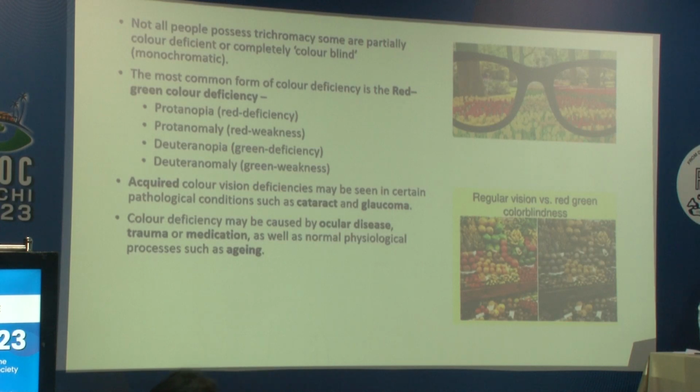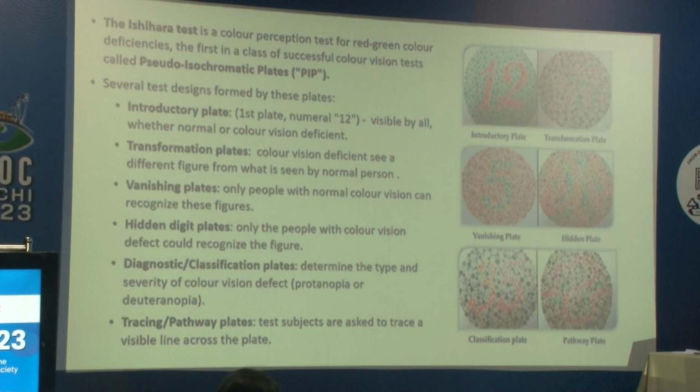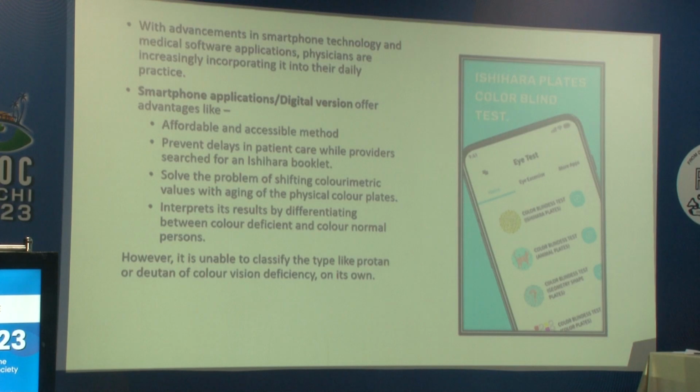Acquired color vision deficiencies may be found in cataract and glaucoma. Color vision deficiencies can be caused by ocular diseases, trauma, medication, or aging. The Ishihara test is a color perception test for red-green color deficiencies. It has several test designs formed by introductory plates, transformation plates, vanishing plates, hidden digit plates, diagnostic or classification plates, and tracing pathway plates.